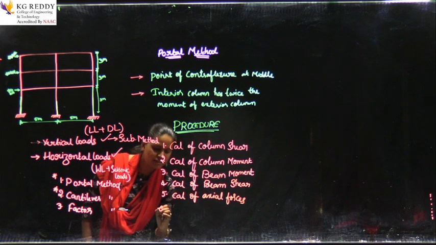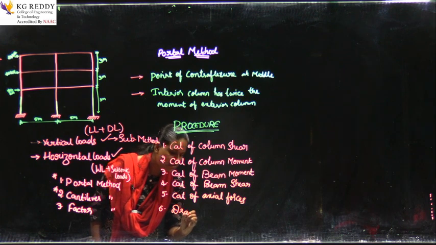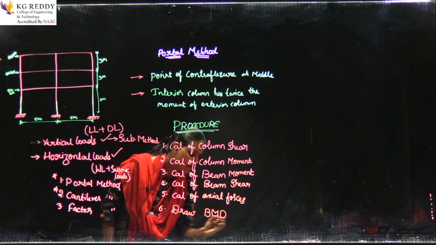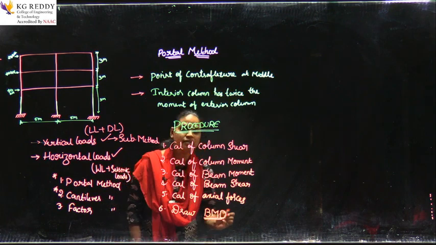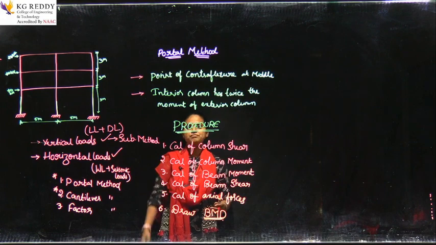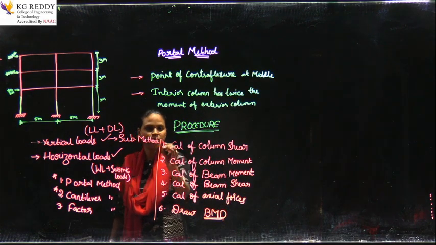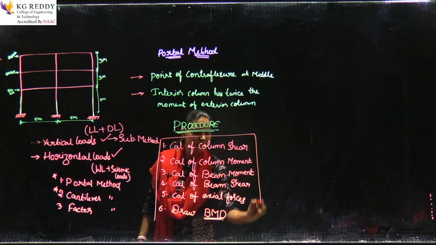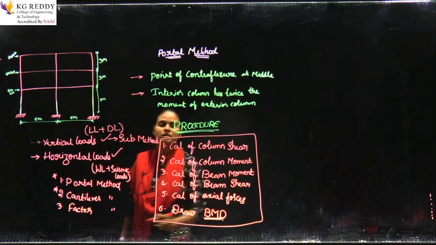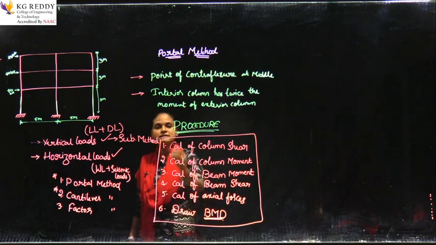And the sixth point: if in any question they ask you to draw the bending moment diagram, you need to draw the BMD, the bending moment diagram, for the given structure. So these are the important points which you will consider for solving a portal method problem. If you are done with these 6 steps, then your analysis will be done, and you will have the bending moment diagram and the shear force diagram as well for the problem. This is the procedure.